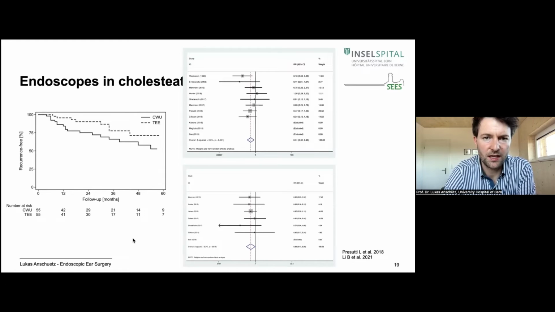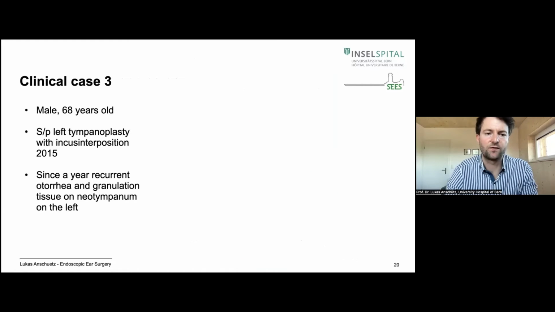Okay, now my next case is a case of revision surgery. He's a male, 68 years old, and had a left tympanoplasty with incus interposition a few years ago. And he was quite happy with the surgery. And just 1 year ago, he had again some otorrhea, granulation tissue on the neotympanum. He had all kinds of drops. He was treated by all kinds of antibiotics, but there was no solution. And finally, the colleagues thought there might be a cholesteatoma or something inside.